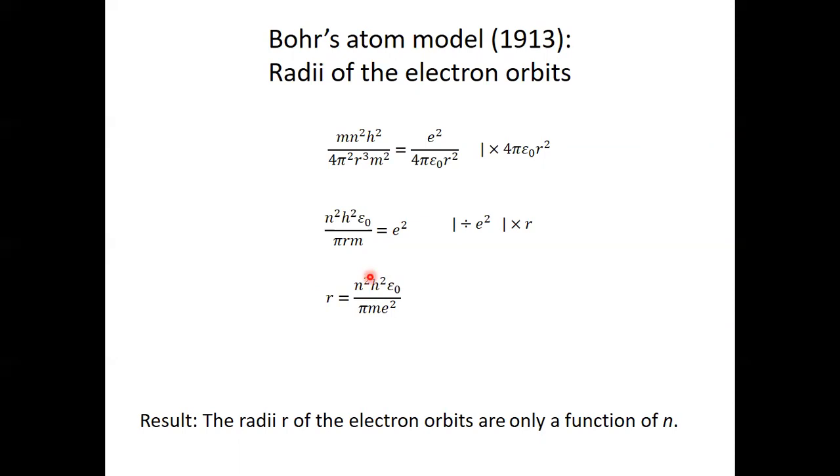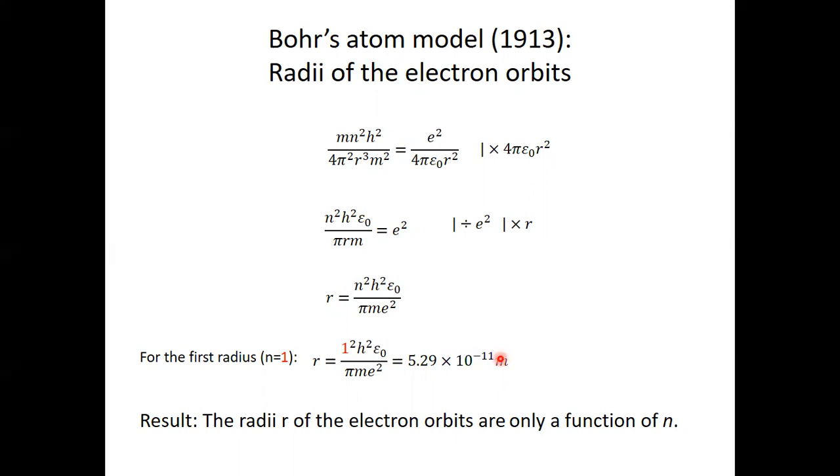Now we can just insert different numbers for n, starting with 1, and that will allow us to calculate the absolute values for the allowed radii. So let's do this just for n equal to 1. Then there would be 1 squared times h squared times epsilon 0 over pi m e squared, and that would give just 5.29 times 10 to the minus 11 meters.